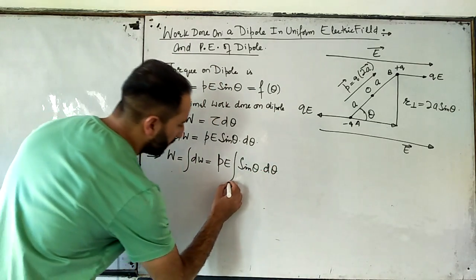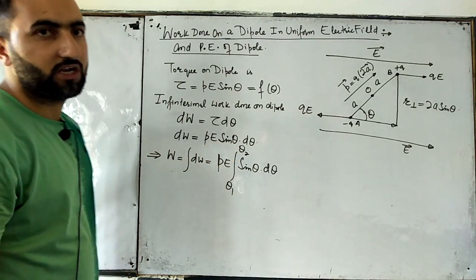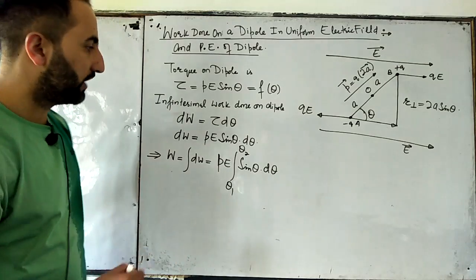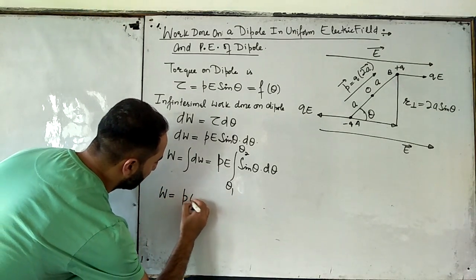And the limits of integration theta 1, theta 2, where theta 1 is the initial angle of the dipole with respect to horizontal, and theta 2 is the final angle with respect to the electrostatic field. Fine. Now W is equal to P multiplied by E.